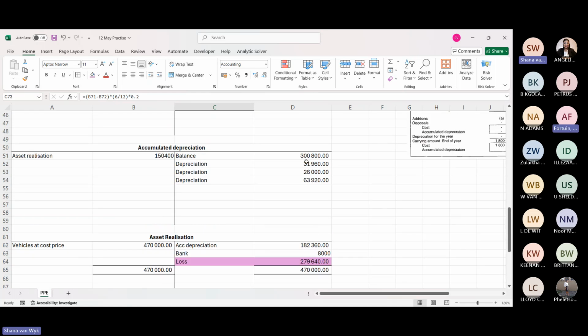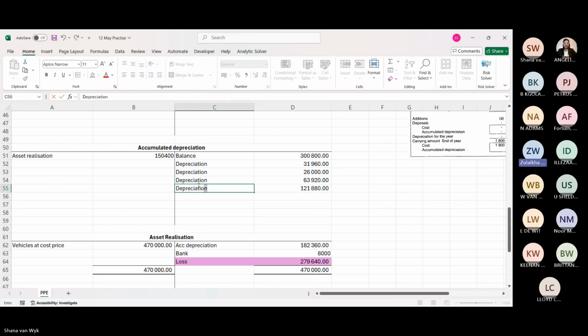Where? Okay, now you did. You did get the 182 at the bottom, by asset realization. Yes. Oh, yes, sorry. Okay. Okay, and then for the current year, 63,920, 26,031, 960. That's it. Just add those up and make it one number. Okay. I think it's 121,880. Yes. So depreciation 121,880. Okay. And then you take out all the.